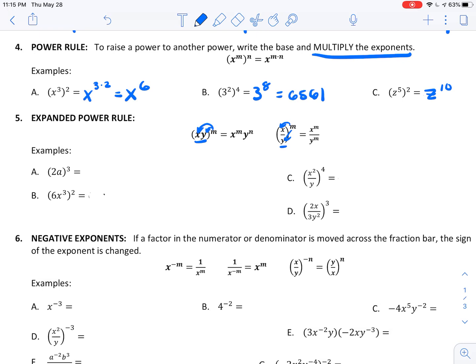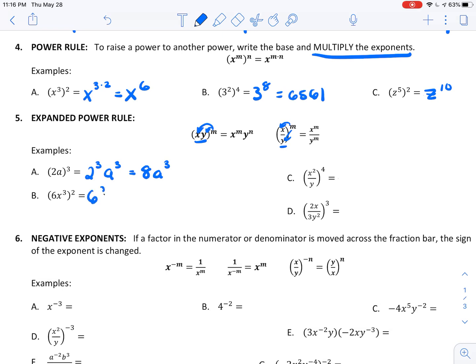So here we would get 2a to the third. Well, that's 2 to the third, a to the third. The biggest mistake I see people making is they will multiply the 2 times the 3. That's incorrect. We raise 2 to the third power, which is 8, a to the third.